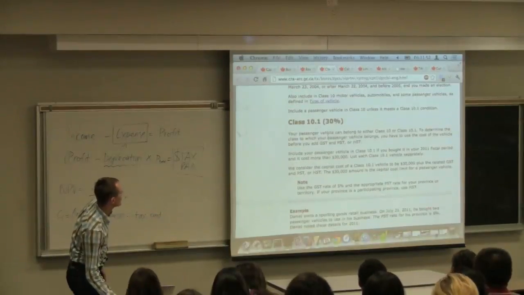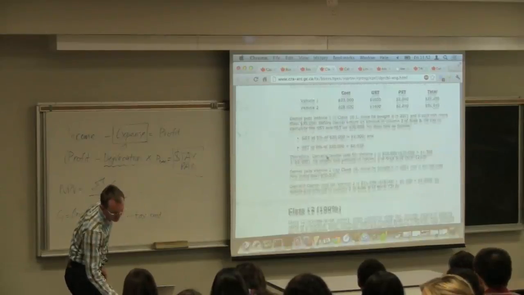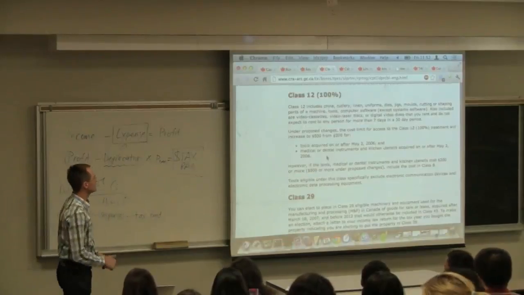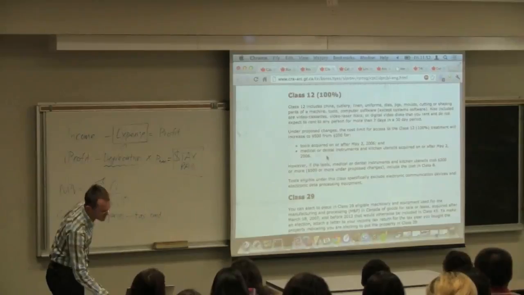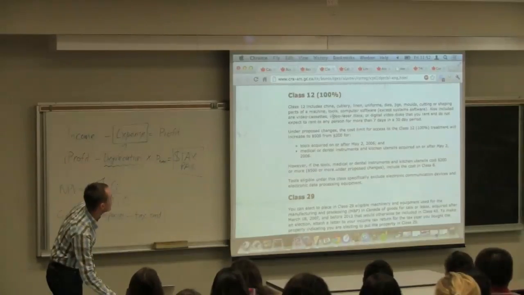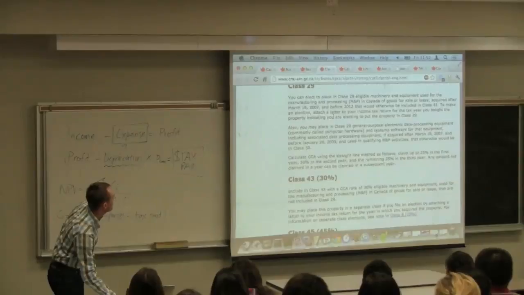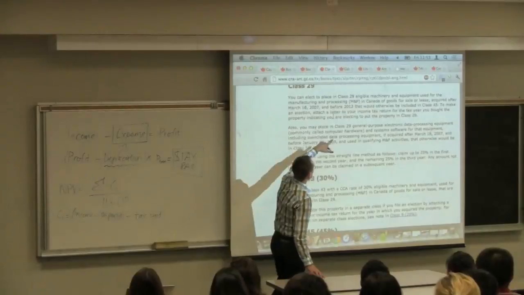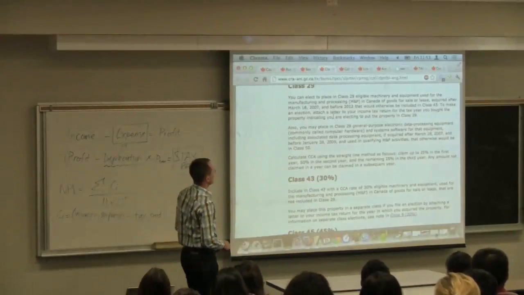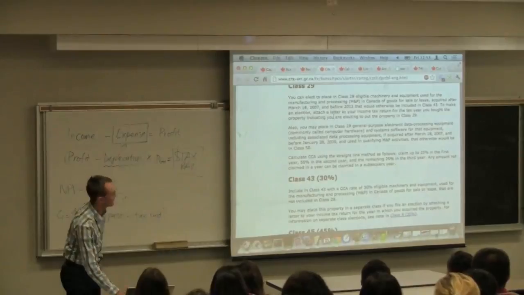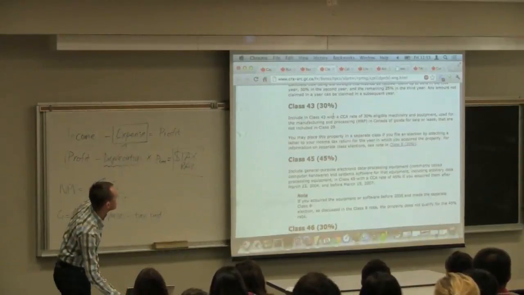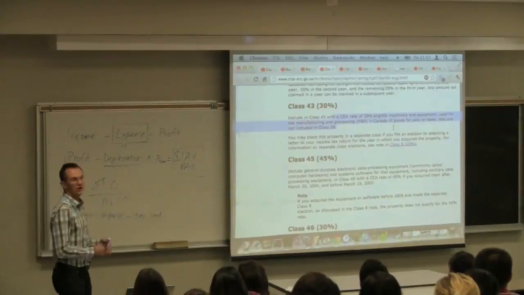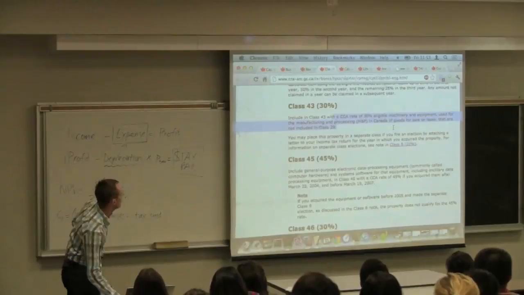Class 10 also includes vehicles. They depreciate at 30%. Class 12 is china, cutlery, linen, uniforms. This is obviously targeted at the restaurant service industry, but there's a few other things, DVDs, video cassettes that you rent or expect to rent. Then there's eligible machinery and equipment used in manufacturing and processing to make goods for sale or lease acquired after 2007 but before 2012. So there's a specific category for this. Class 43, eligible machinery and equipment used for the manufacturing and processing in Canada of goods. So this is where your distillation column and pumps and so on would go.